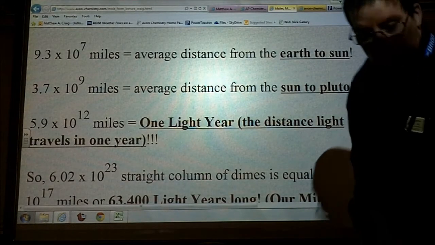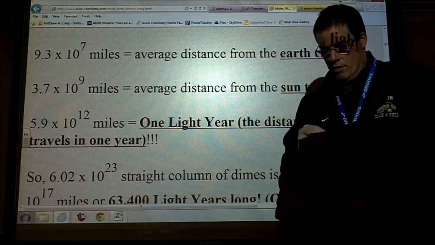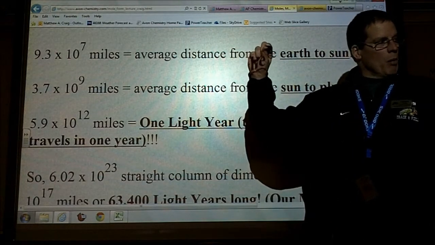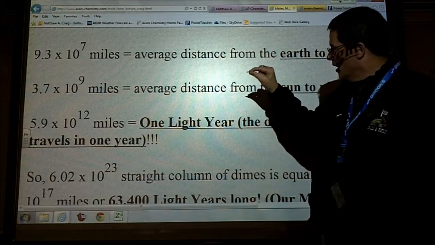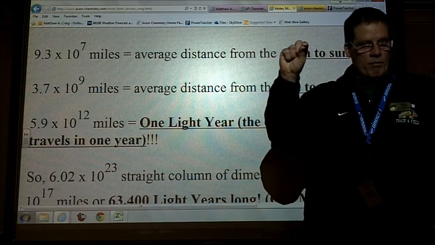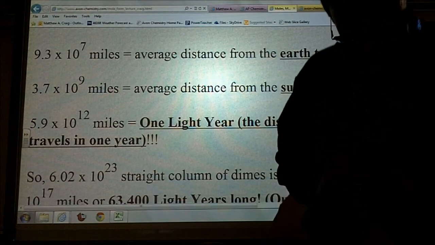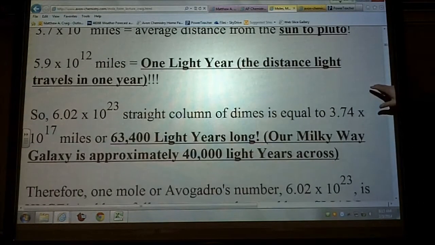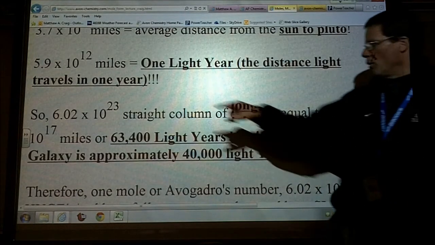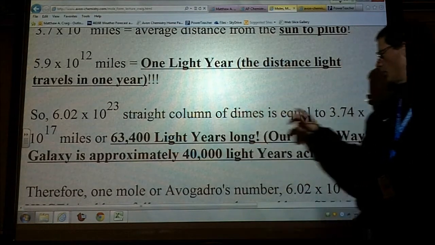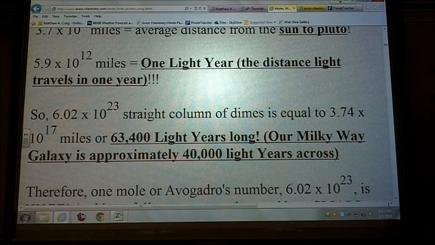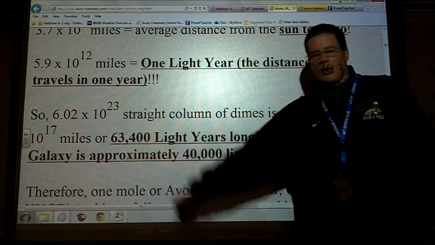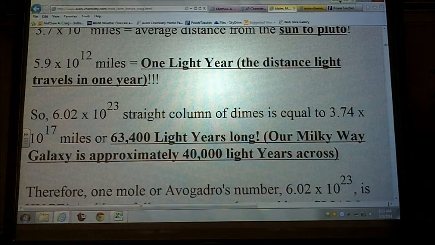Again, I'm still talking about a mole of this, dimes. I'd be willing to bet that most of you can't even see that dime as I'm holding it up from where you're sitting. That's how thin it is. Okay. And so it says, 1 mole straight column of dimes is equal to 3.7 times 10 to the 17 miles, which is equal to 63,400 light years. Our Milky Way galaxy is only 40,000 light years. So again, I'm talking about a mole.